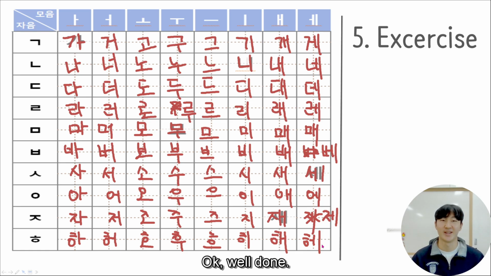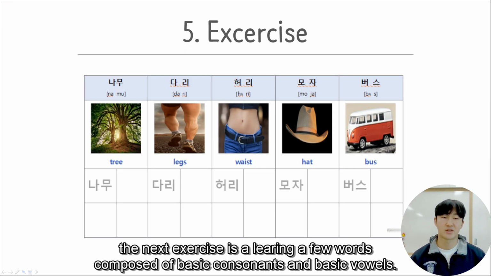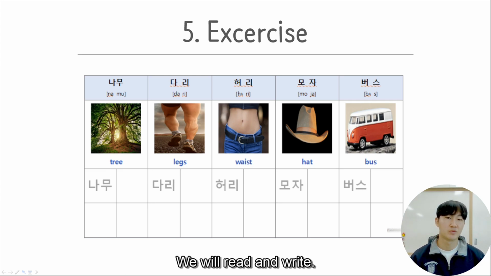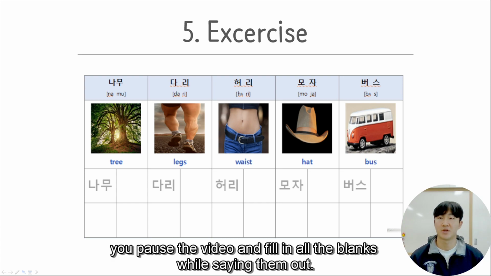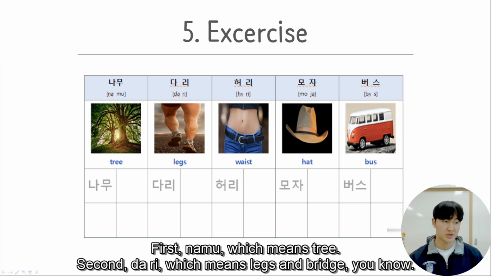Okay, well done. The next exercise is learning a few words composed of basic consonants and basic vowels. We will read and write. You pause the video and fill in all the blanks while saying them out. First, 나무, which means tree. Second, 다리, which means leg, and bridge, you know.